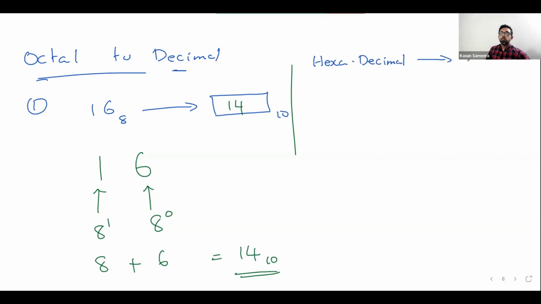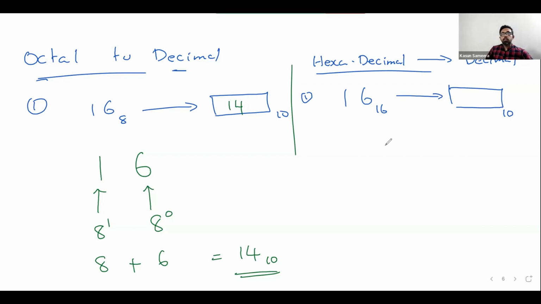Hexadecimal to decimal. First question. 16 base 16 to base 10. Right, how to do this one?